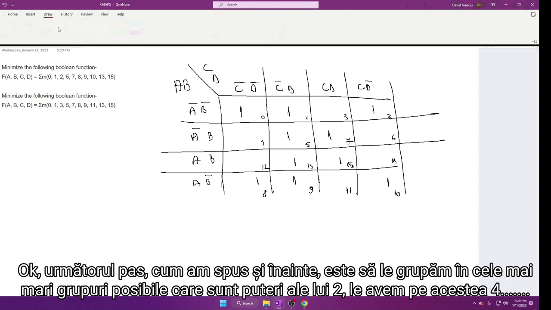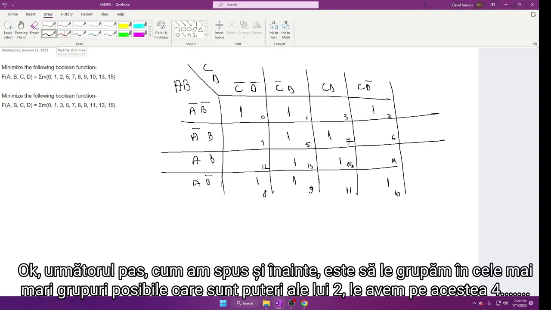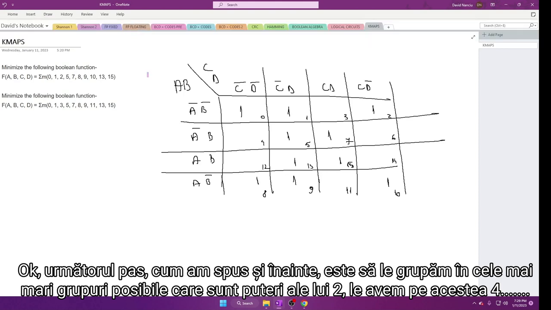Okay, next step, like I said before, is to group them in the largest groups possible that are powers of 2. So let's see. Oh, I thought that I could underline prettier with this one, but now I see that I can't.